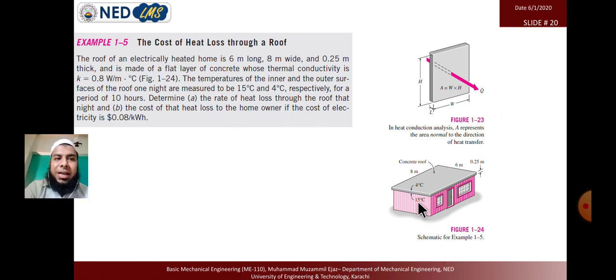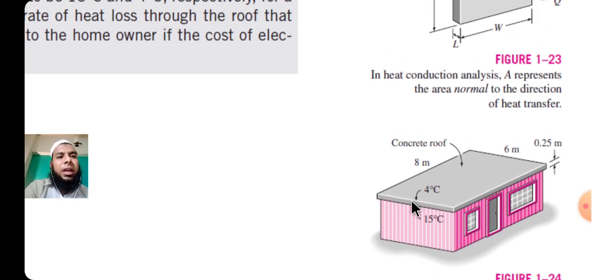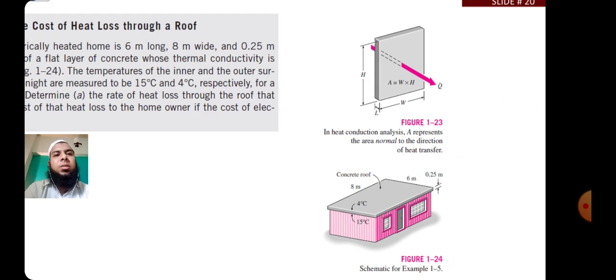So the inner layer of the concrete roof will be 15 degrees centigrade, and the temperature of the outer layer of the concrete roof will be 4 degrees centigrade. So it is a scenario of the winter season. This house is heated by an electric heater, as told in the numerical.